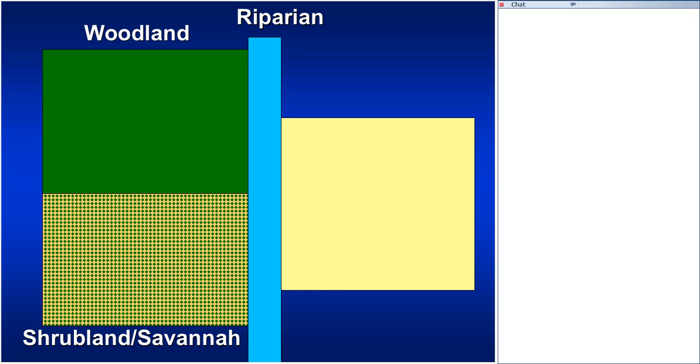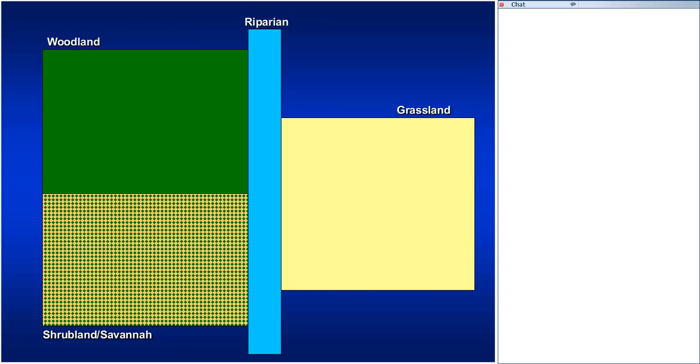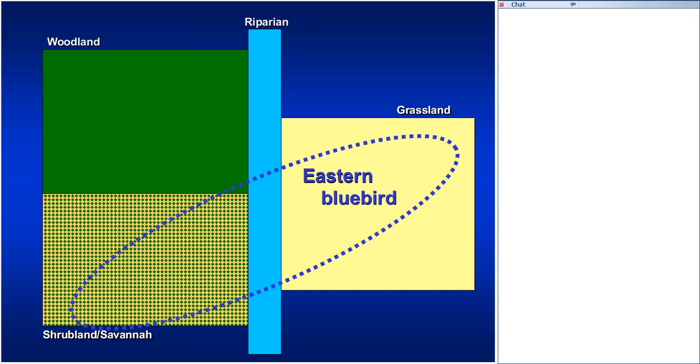And then on the right-hand side, we got our grassland habitat. And if we think about how birds might utilize these different habitat types, for instance, eastern bluebirds would be not only using the riparian habitat and grassland habitat, but also would be found in the shrub or savanna habitat, not so much in the woodland habitat. So that species is associated with and would be found in that habitat.